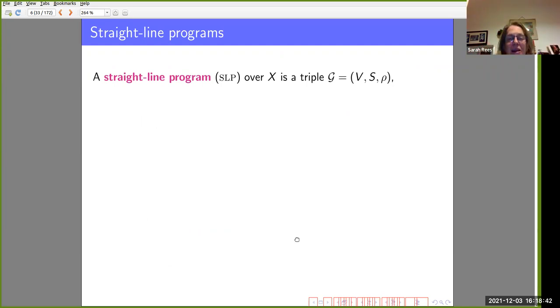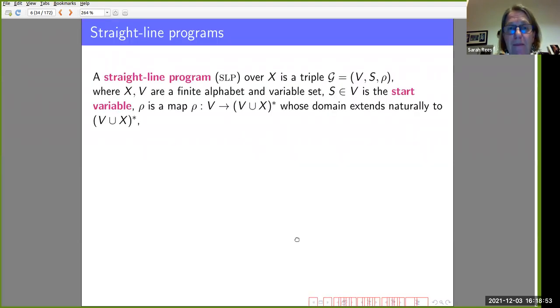So what's a straight line program? A straight line program is a compressed format for specifying a word. It's a mechanism for specifying a word. It's a recipe that specifies a word. It's actually a context-free grammar. So I have a start state, a start variable. I have a map that replaces each variable by, well, a production, basically, which replaces each variable by a string of variables and generators.